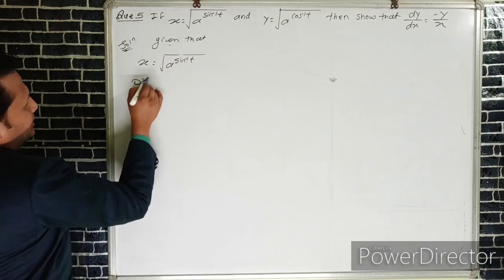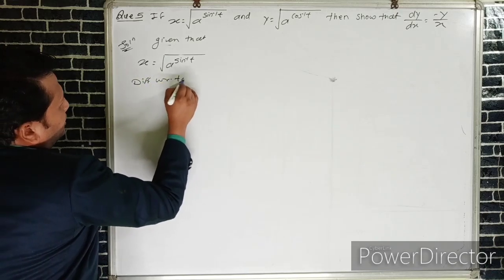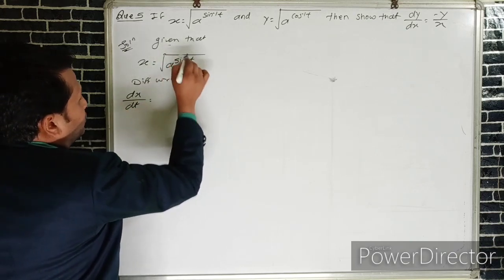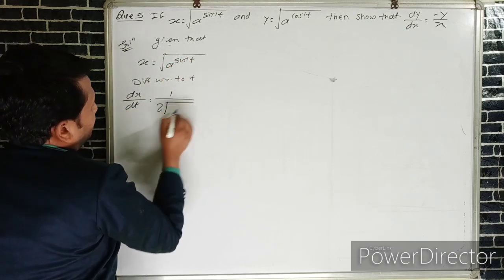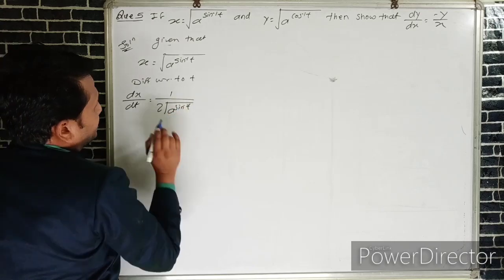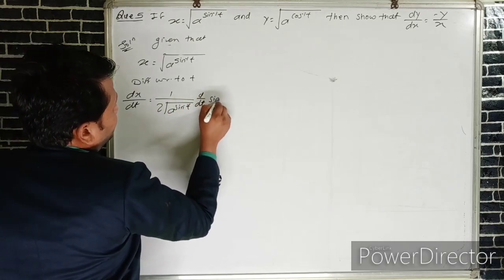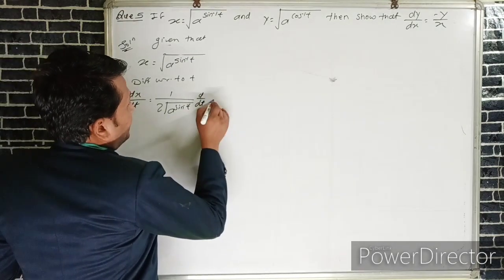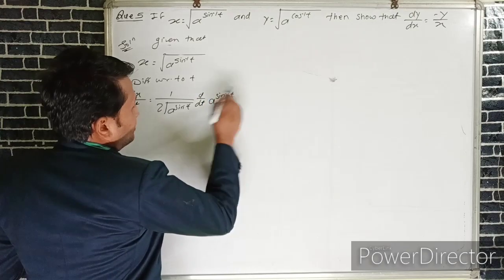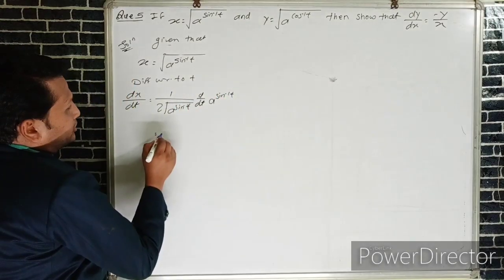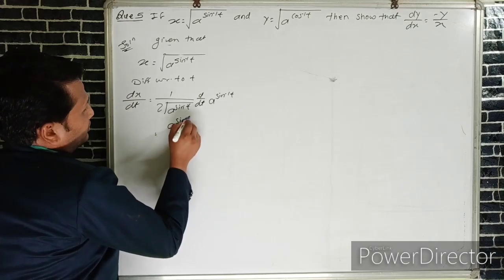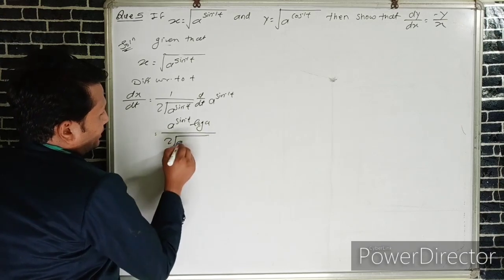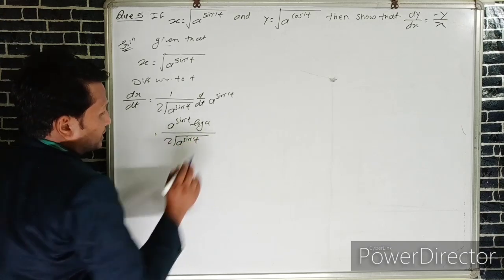If we differentiate with respect to t, we can write dx upon dt is equals to the derivative of the under root, which is 1 upon 2 under root of a raised to the power sin inverse t, and we take again the derivative of a raised to the power sin inverse t. That is a raised to the power sin inverse t into log a upon 2 under root of a raised to the power sin inverse t as it is.